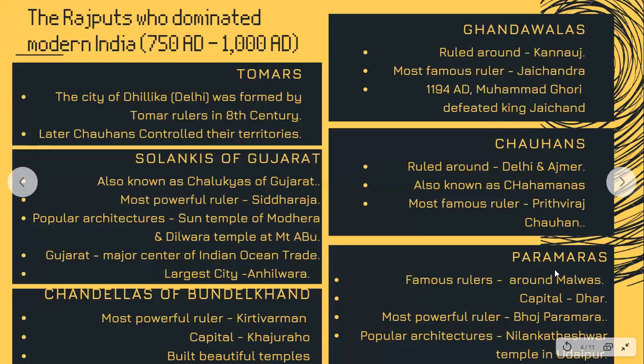Then you have the Paramaras, the famous ruler. They were very famous, right? The capital is Dhar, and they ruled around the Malwa region. So this Malwa region is again in central India, right? So they ruled around the Malwa region. Most powerful ruler is Bhoj Parmara, and their popular architecture is Neelkanteshwar Temple of Udaipur.